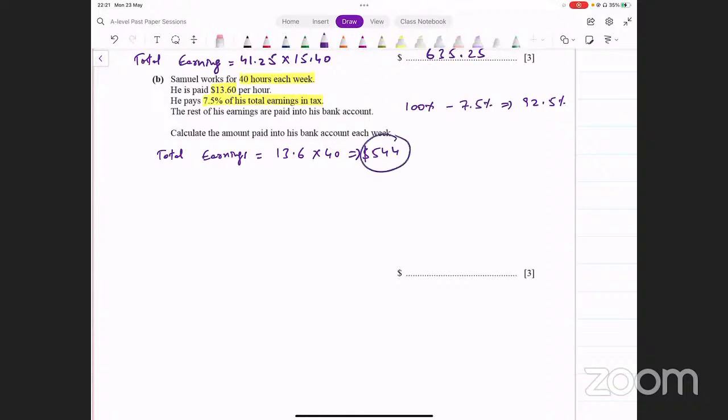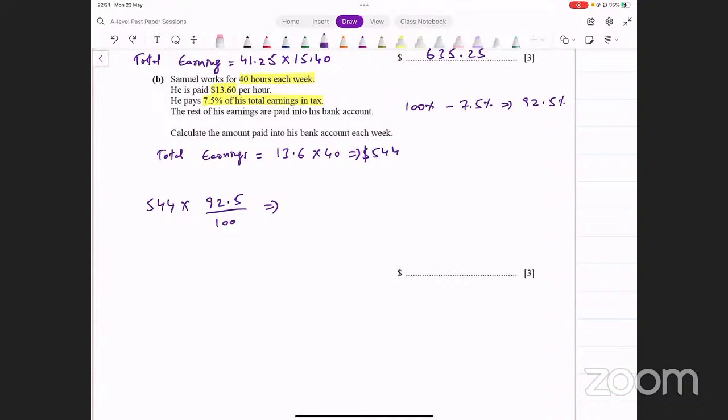92.5% of $544. को आप evaluate कर लें. 544 into 92.5 divided by 100, and that's going to give you the amount that is paid into the bank account. आप ये भी कर सकते थे कि आप टैक्स निकाल लेते 7.5% और फिर 544 में से वो माइनस कर देते. That's also fine. You could do it either way. Let's see what we get from this.